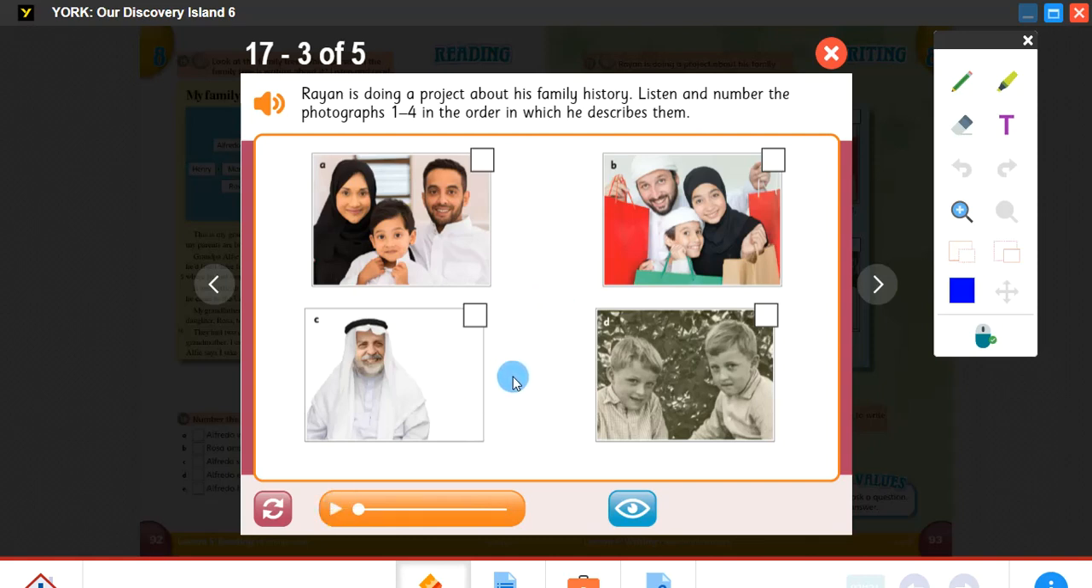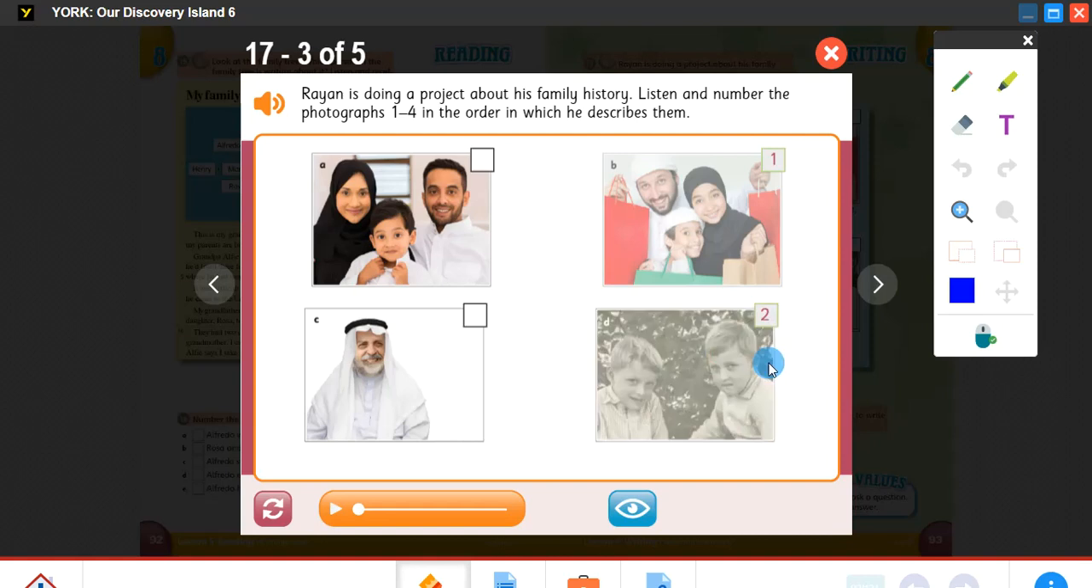Okay, so let's start with photo number 1. It was the photo of his uncle, as he said, with his wife. The uncle is his father's brother. So this is number 1. They were in Mexico. Okay, so what's number 2? He said that this is a photo of my uncle with my dad when they were very young. So this is number 2, of course.